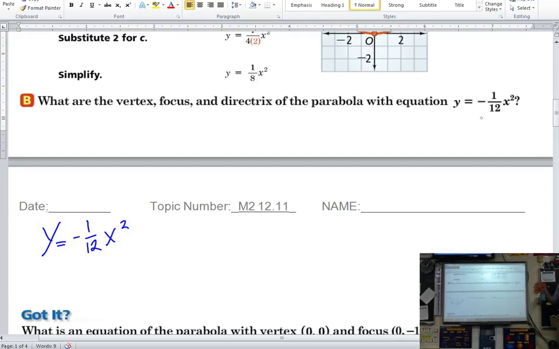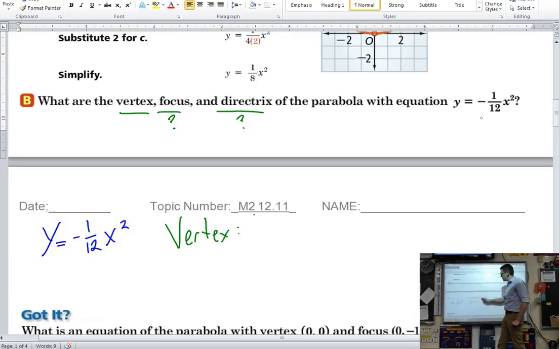Since we know that there's no B and no C value here, what's the first thing that we immediately know? We don't have to calculate anything. All we have to do is have our brains turned on. It asks for vertex, focus, and directrix. Do I know anything about these guys yet? I'd have to calculate, right? Brian? The vertex would be 0, 0. Yeah, my vertex has to be 0, 0 because I haven't shifted at all.